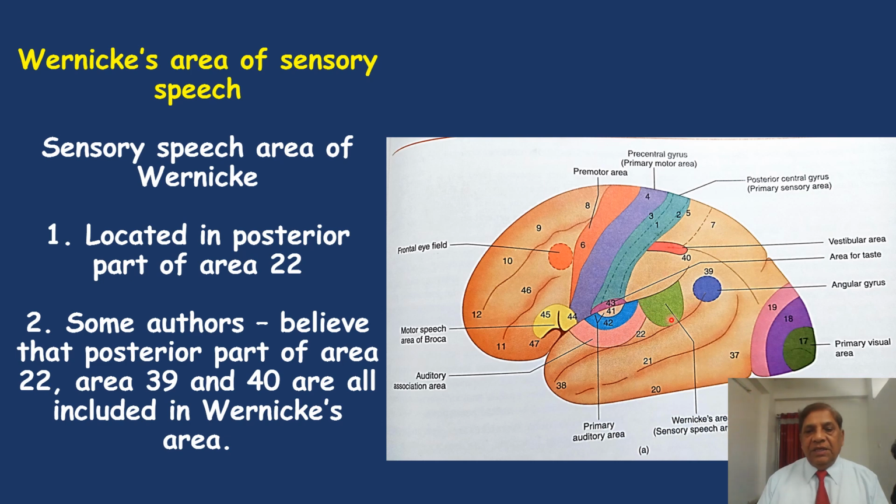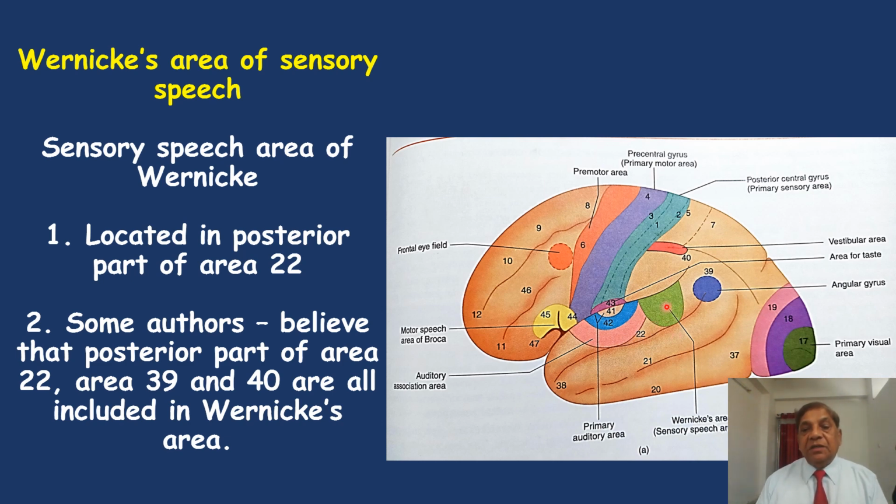This includes the posterior part of area 22 in the superior temporal gyrus, then area 39, which is also known as the angular gyrus, and area 40, which is called the supramarginal gyrus. Now, areas 42 and 22 are located in the temporal lobe, while areas 39 and 40 are located in the parietal lobe, while the Wernicke area, which is posterior to area 22, is located in the temporal lobe.